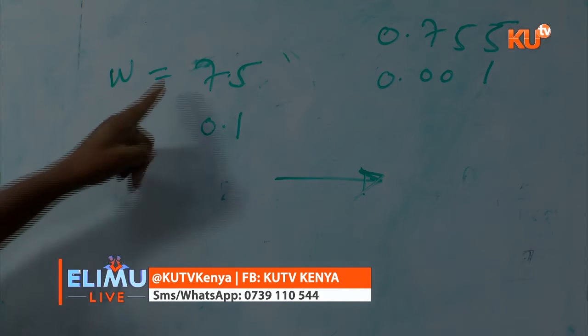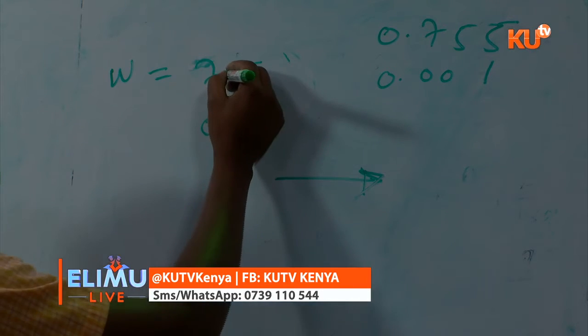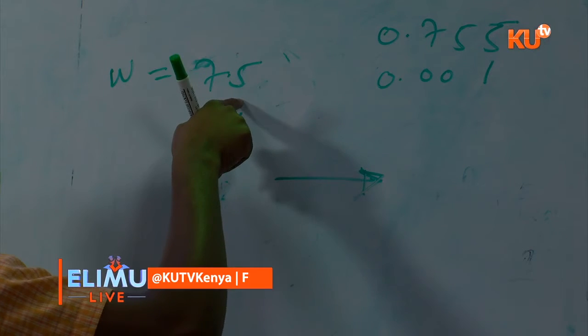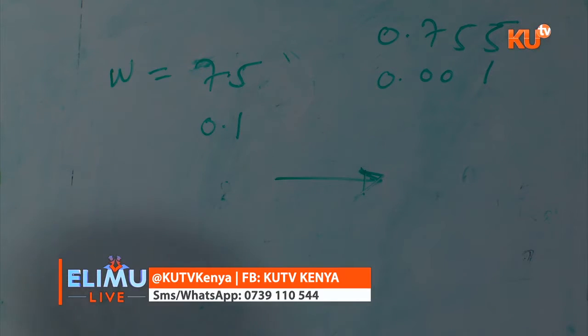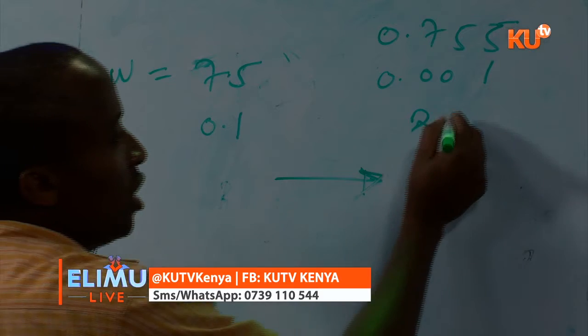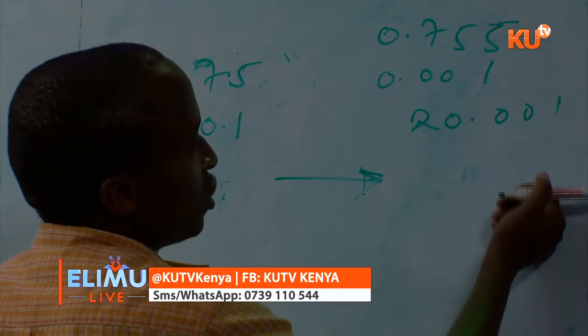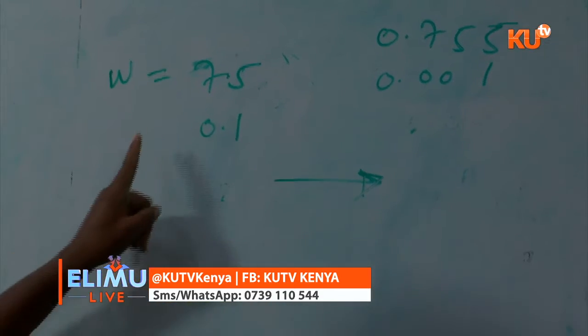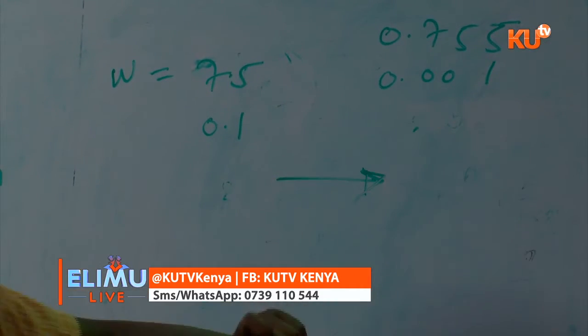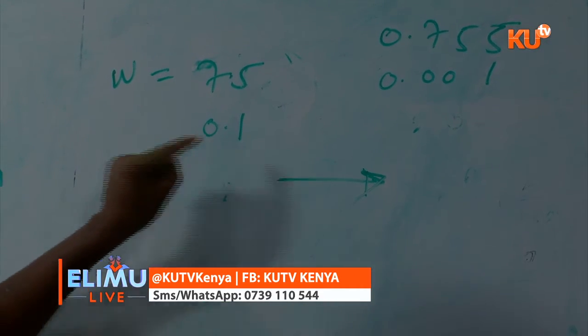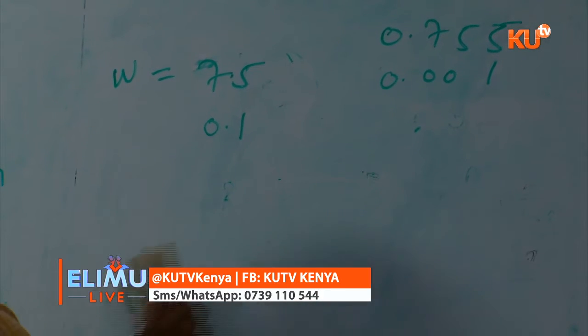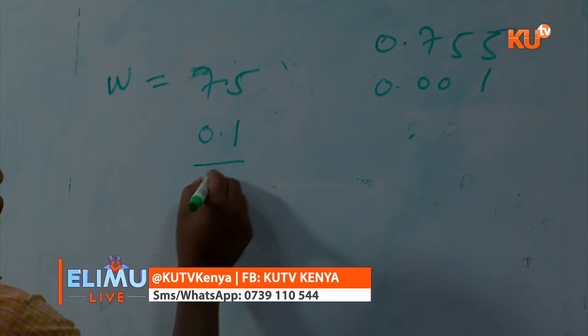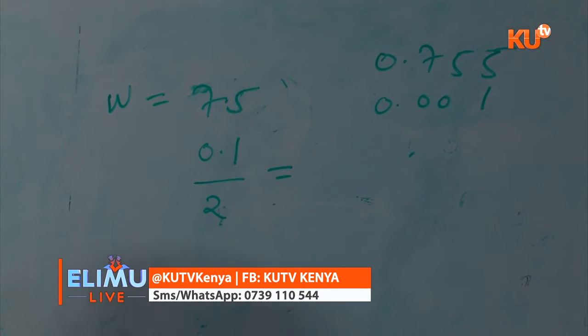So in our case, we have 7.5. So the last figure after the point, you just put 1. Are we together here? If it was like 20.001, it would be the rest. So let's check: we put the last figure to be 1 there. So our measuring unit here is 0.1. You take 0.1 and divide by 2 to get the upper and the lower bound.